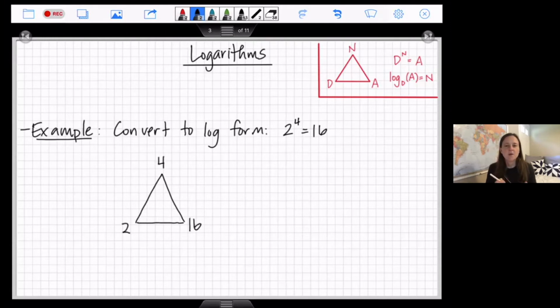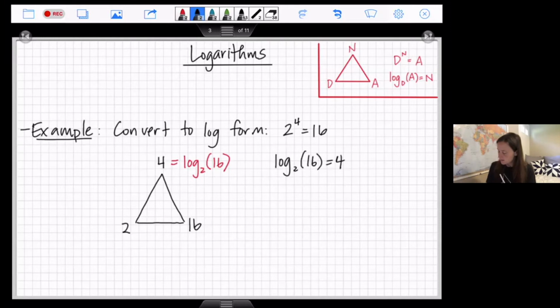And then we know that the logarithm is the exponent. So I'm going to go up top and I'm going to write the log. The base comes from the bottom left of the triangle. And what's inside the logarithm comes from the bottom right. So that's the 16. All right, so the log form of this equation is log base 2 of 16 equals 4.